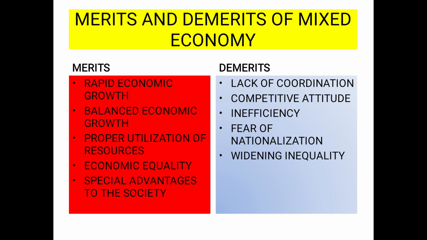Next one is proper utilization of resources. All the resources have to be properly utilized by the government. It should be for productive purposes that they use these resources. The resources should not be wasted. And the government must have a little bit of control over the private sector. Not directly, but indirectly, there should be a restriction on the private sector.